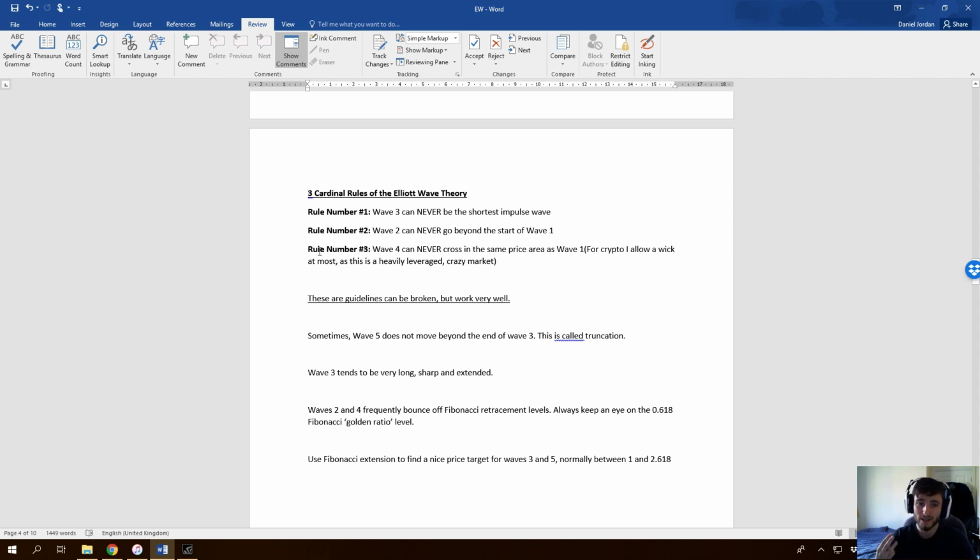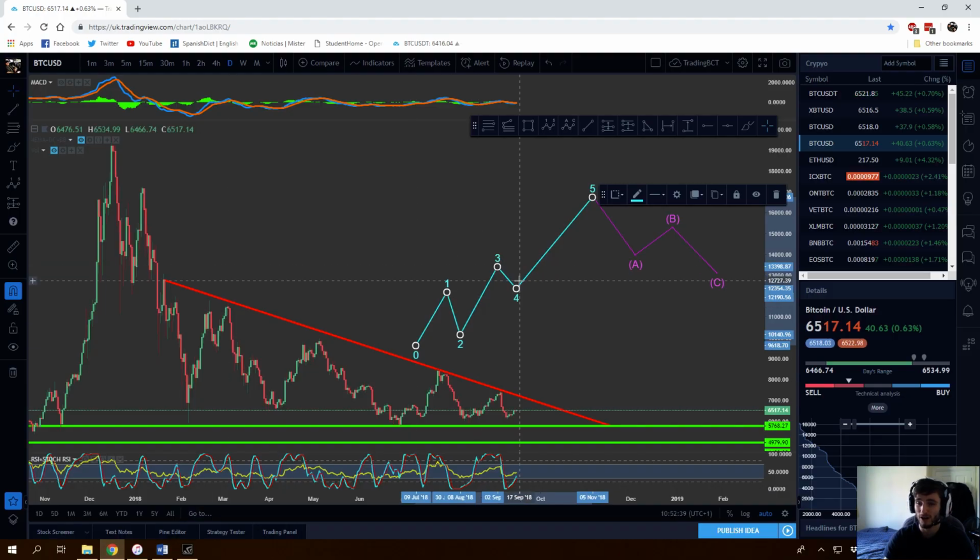And rule number 3: wave 4 can never cross into the same price area as wave 1. For cryptocurrency trading, I allow a wick at most. This is because we are playing in a highly leveraged market. There are people playing with like 100 times leverage. It's a really crazy, really volatile market. Obviously, you don't get such volatility on things like stocks, especially big stocks, whereas cryptocurrency is renowned for its volatility. So that's why I allow a wick, but I wouldn't allow a close of a candle.